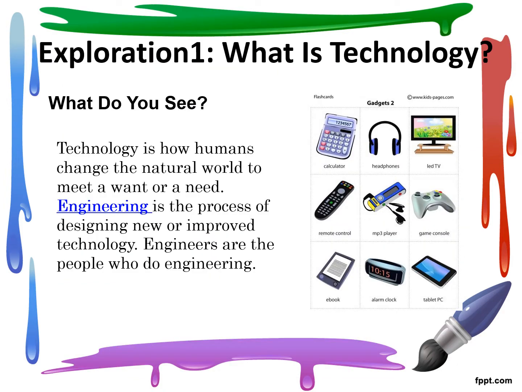First, let's define what is technology. Any idea, students? All right, technology is how humans change the natural world to meet a want or a need. In short, it is the use of knowledge to invent new devices or tools, like some examples here in the picture. And throughout history, technology has made people's lives easier.